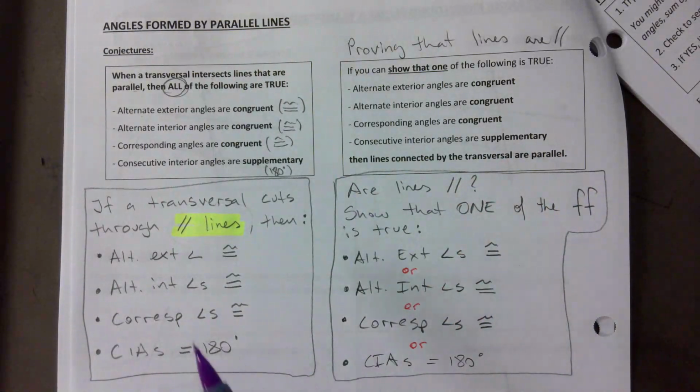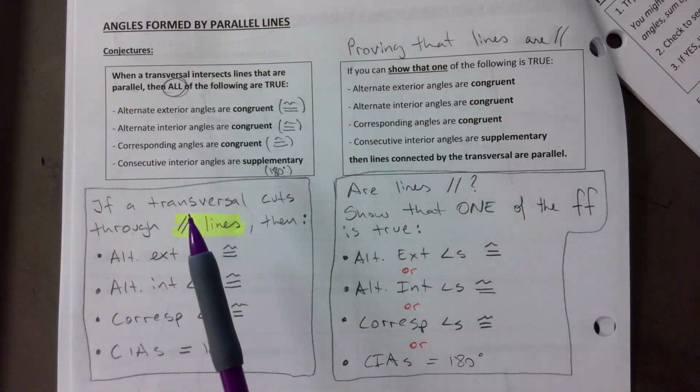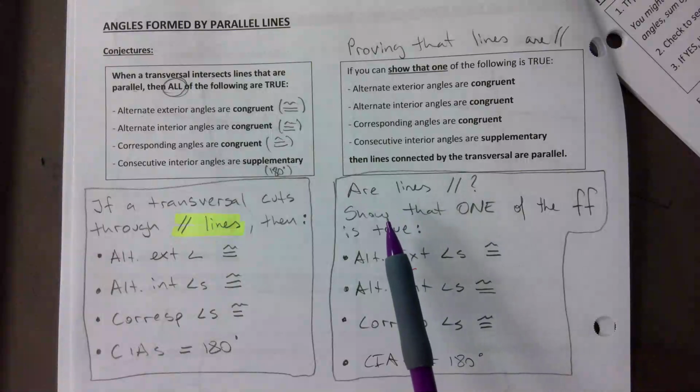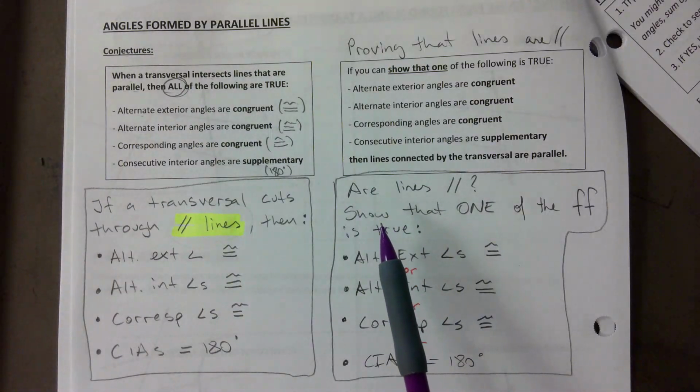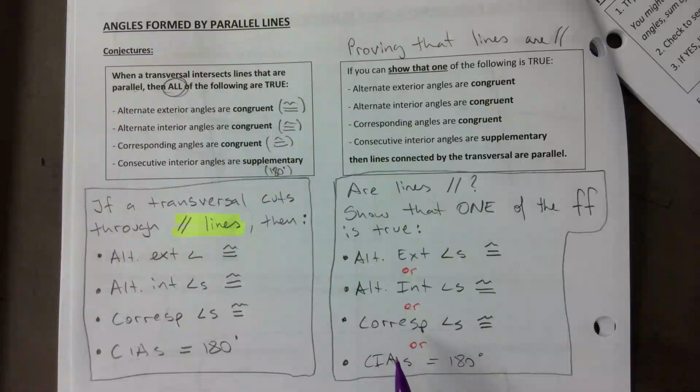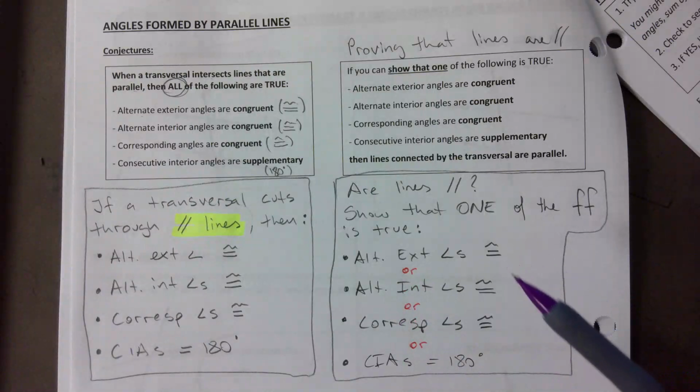Mr. Dixon, what's the difference between them? They kind of look the same. This one is stemming from the fact that we are told that lines are parallel. We can count on this. This one is asking, here's the diagram, do you think lines are parallel? We're going to have to show that one of these is true. And it turns out that if we can do so, they all end up being true. But we're just going to focus in on one.